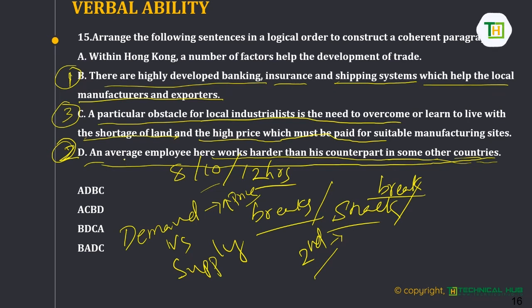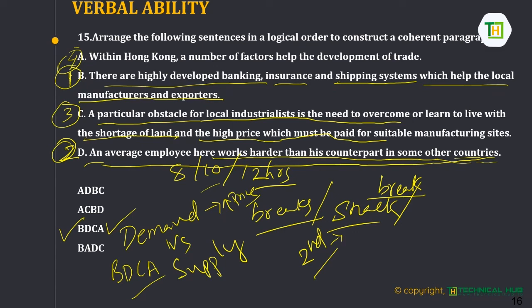And obviously, the last leftover sentence is going to be the fourth sentence, and this is the order: BDCA. BDCA. And where is that BDCA? Yes, it is in option C, and this is the right answer. This is how you need to conclude a sentence rearrangement of sentences.